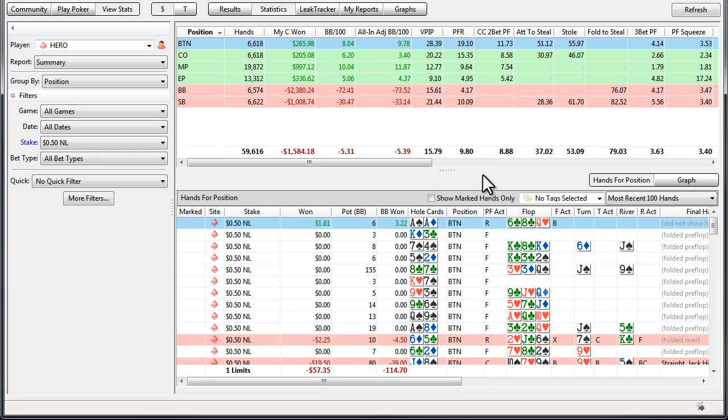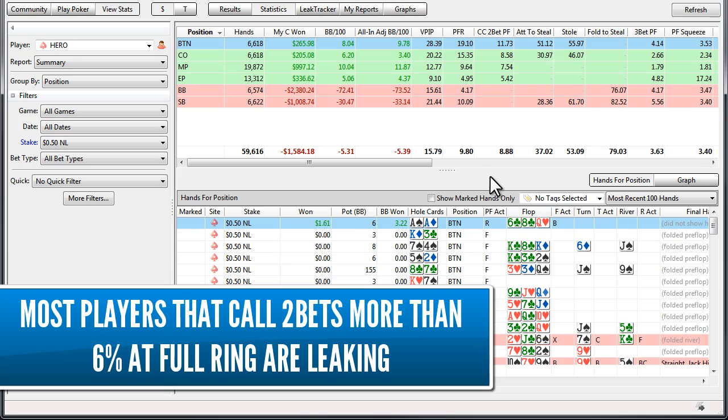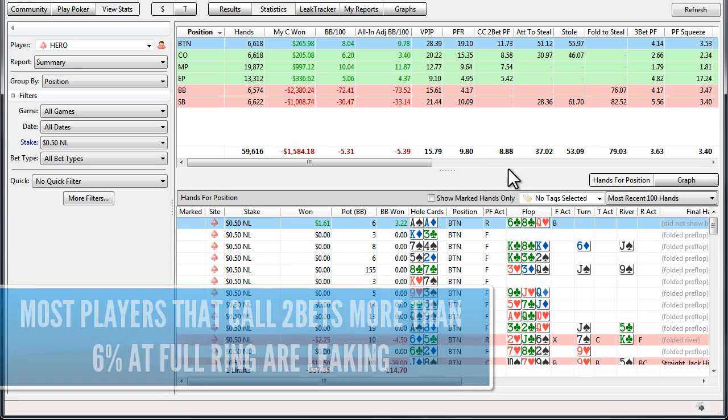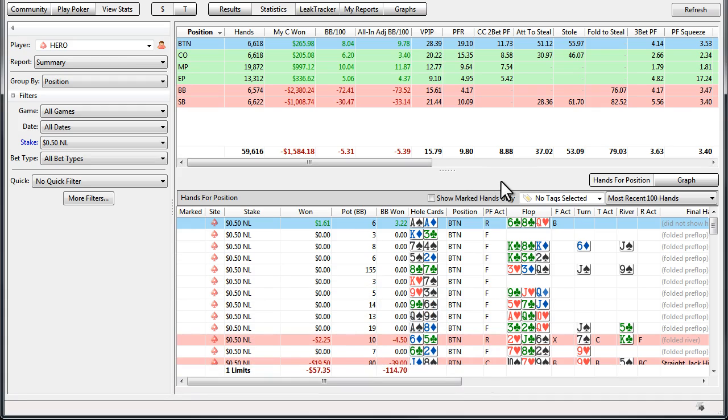Now, at full ring, I tend to cold call significantly less, unless, of course, I'm playing in a game with a lot of info, but ultimately, most players would fare better if they cold call a little bit less at full ring. I tend to keep mine at full ring close to like 4 to 6%. So I think 8.88 is definitely on the higher side of the spectrum, but we'll run some filters and see if we can find any loss there.